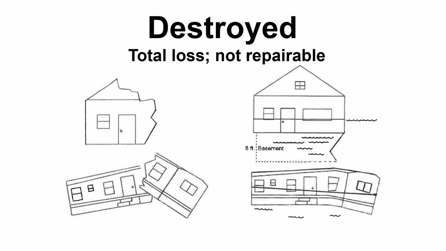Destroyed structures are a total loss. Destroyed homes have 2 or more failures or partial failures to major structural components. Mobile homes, where the frame is bent or twisted, would be destroyed. If the majority of the roof covering is missing and the structural ribbing has collapsed, the mobile home would be destroyed.